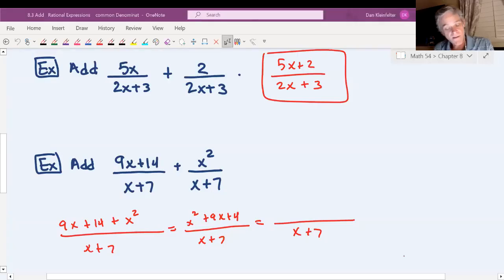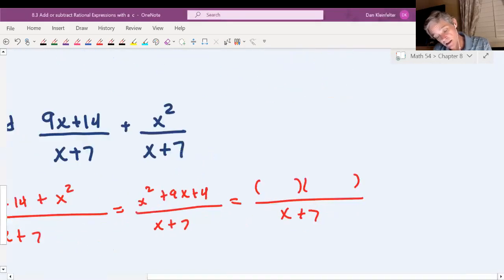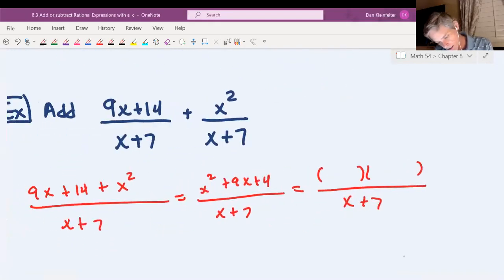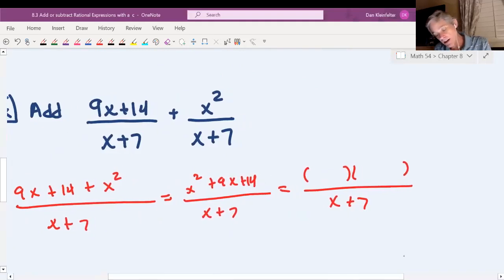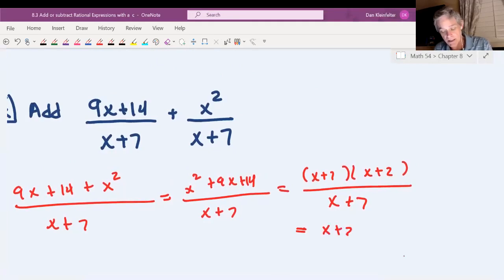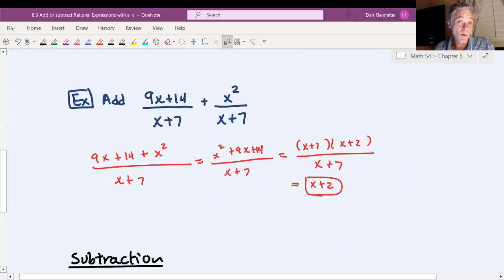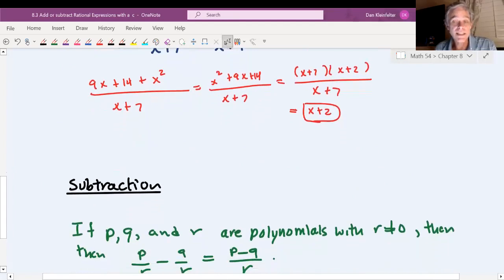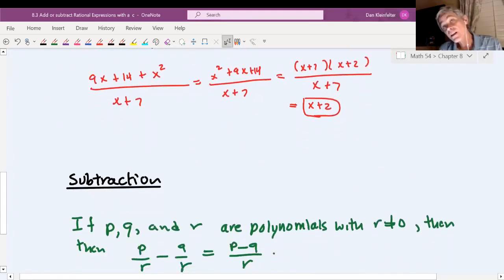All right, so we have x squared plus 9x plus 14 over x plus 7. I'm going to factor that x squared, 9x, and 14. And that will factor as x plus 7 times x plus 2. And sure enough, those x plus 7s will divide out, leaving us with x plus 2 after all that. So always remember to take a look for any simplification that can occur.